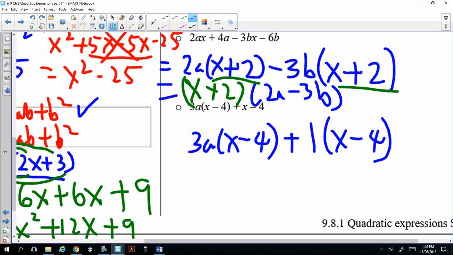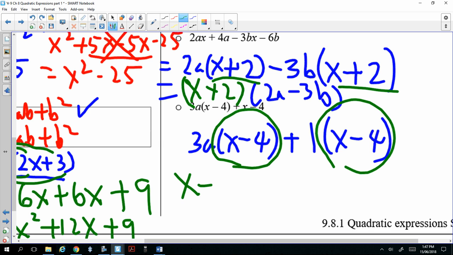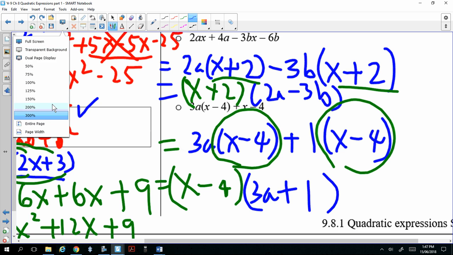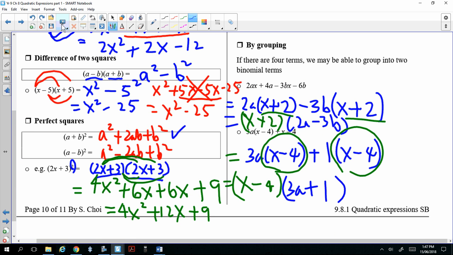And then we continue. x minus 4 is common. So we take the x minus 4 out. And then what do we have left over? 3a and the 1. Pretty easy. All right, give you a couple minutes to catch up, then we'll move on.